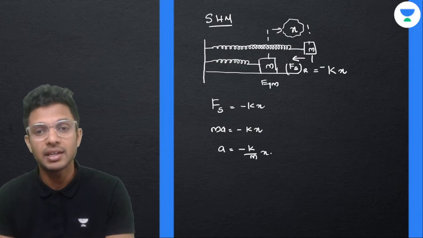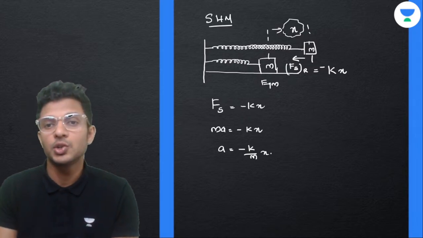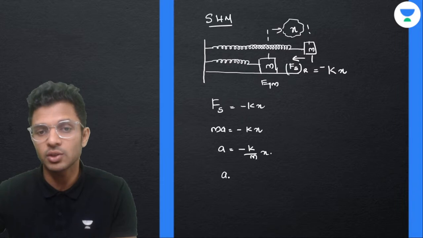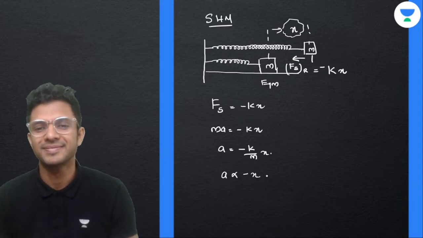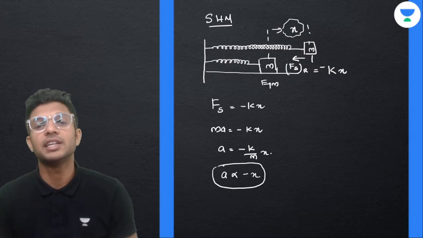What did we get here? We got that the acceleration with which the mass will be moving towards the equilibrium position is equal to minus k by m into x, or acceleration is proportional to minus x. We got that the acceleration is directly proportional to minus of x.